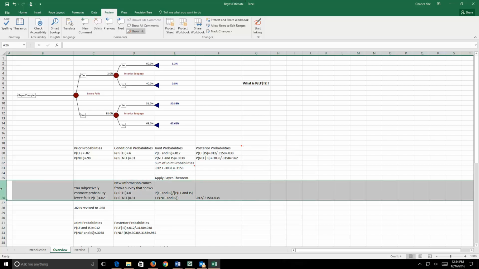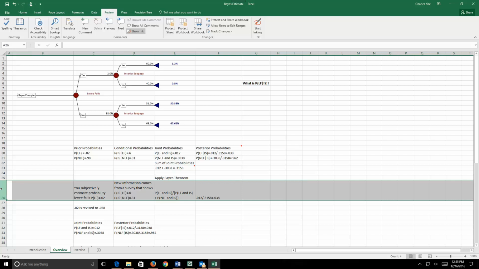Consider that information here again. We began with a subjective estimate of the probability that a levee fails of 0.02 or 2%. Then new information becomes available from a survey that shows the probability of interior seepage given that a levee has failed is 60%. So imagine that this information was an after-action report that showed in levees that failed 60% of the time, we find evidence of interior seepage.